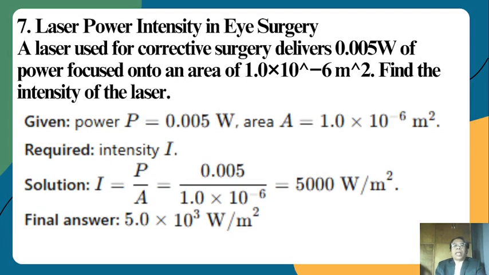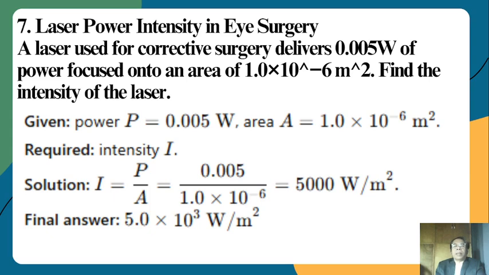Number 7. Laser power intensity in eye surgery. A laser used for a corrective surgery delivers 0.005 watt of power focused onto an area of 1 times 10 raised to negative 6 meters squared. Find the intensity of the laser.